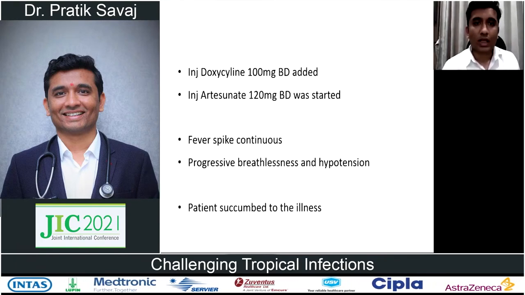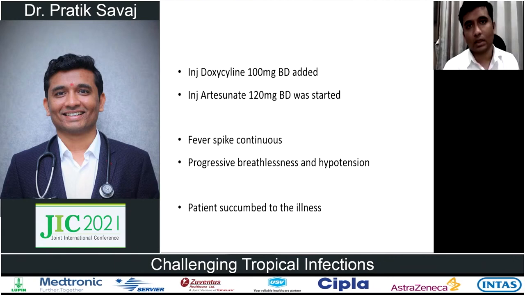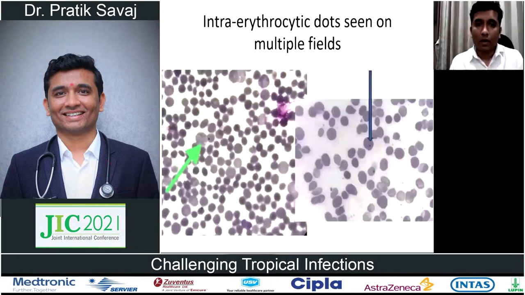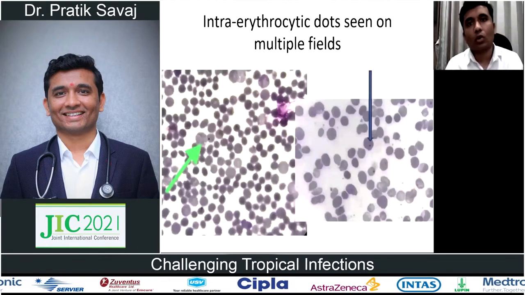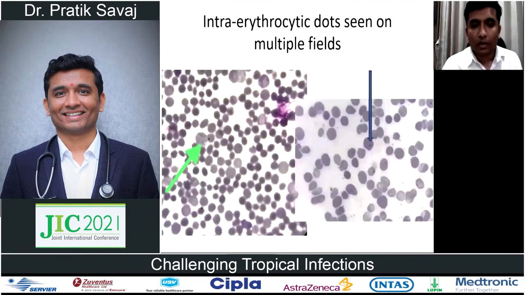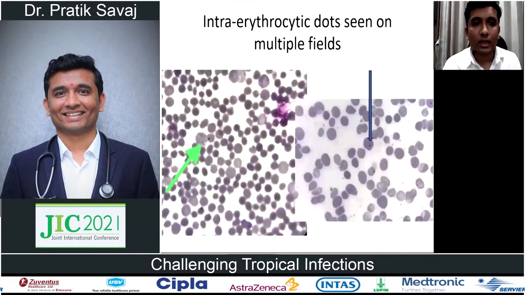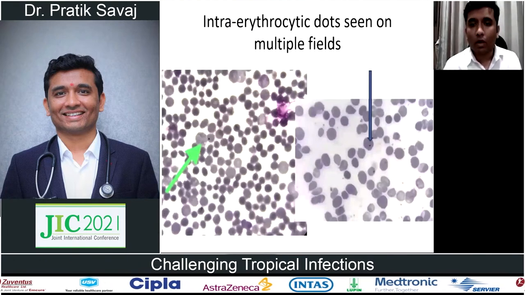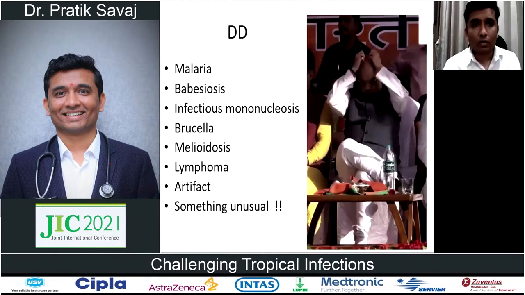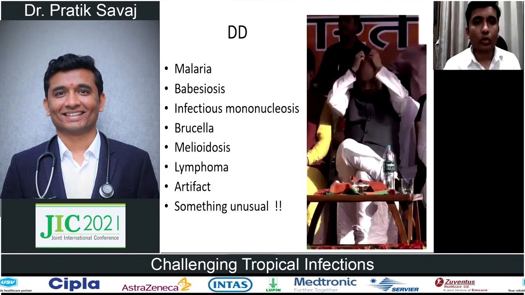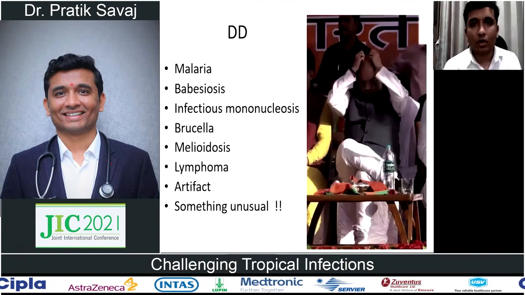Empirically, we have started treatment. While we were discussing that, and finding the dose, suddenly our pathologist told us that retrospectively looking at this slide, she could see there is something inside the RBCs. So we were not sure whether it's significant or not. So whether it was malaria, babesiosis, mononucleosis, leukemia, lymphoma, whether it's an artifact, or something else which we don't know.